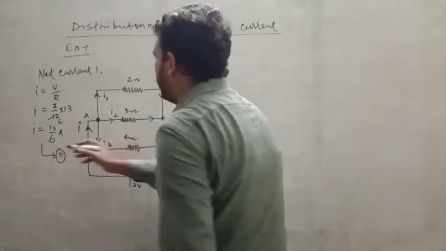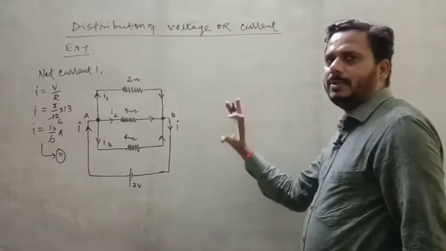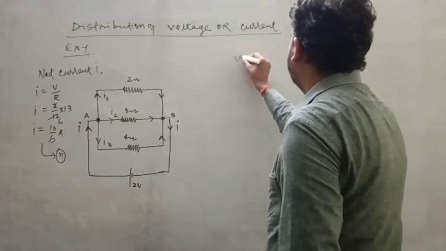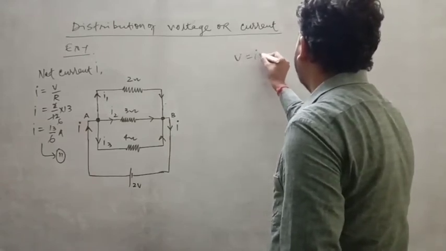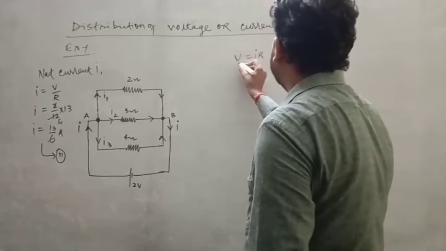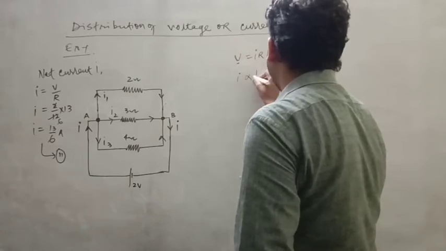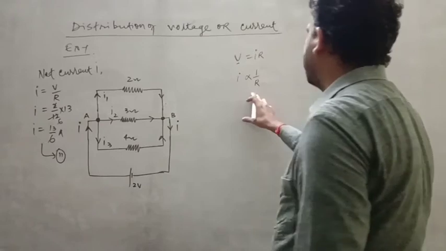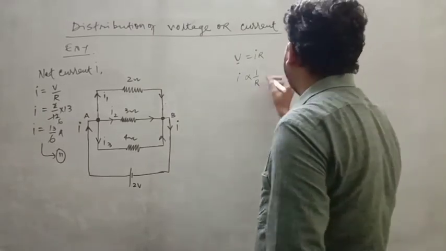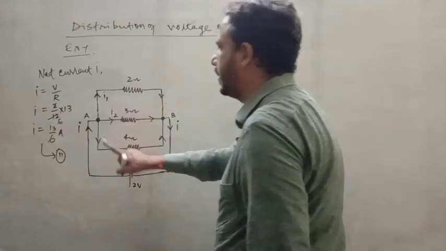So here we have calculated I as 13 by 6 ampere, and we have to use the previous relation, V is equal to IR. Here V is constant, so I is inversely proportional to R. Using this relation we can calculate I1, I2 and I3.